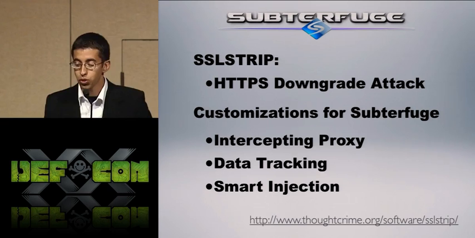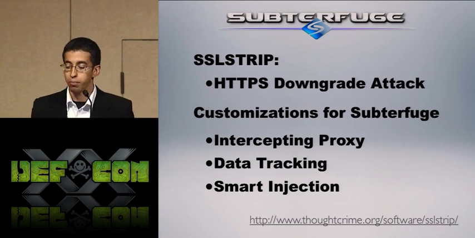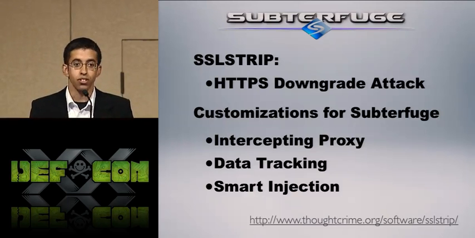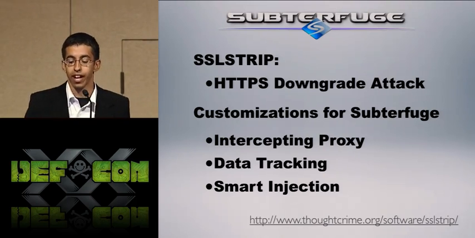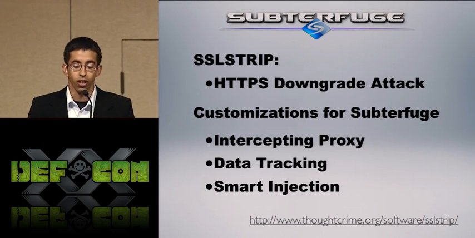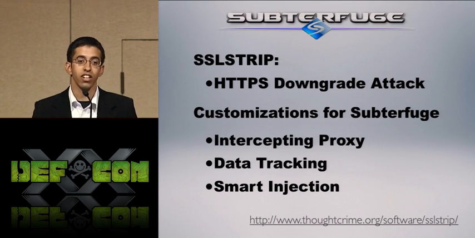Right, so something else we actually used as a big backbone component of Subterfuge is SSL Strip. So Moxie Marlinspike at Black Hat in 2009 released SSL Strip, and it runs an HTTPS downgrade attack. So when we first came across SSL Strip and started looking into the code, we almost felt like we died and went to heaven because it's written in Python, for one. For two, it also acts a little bit like an intercepting proxy.